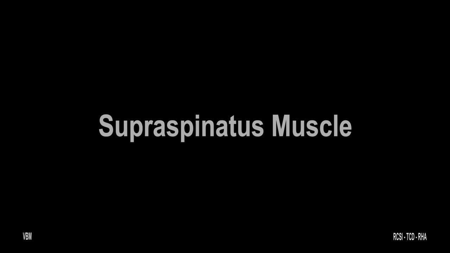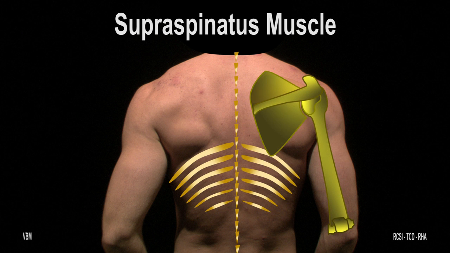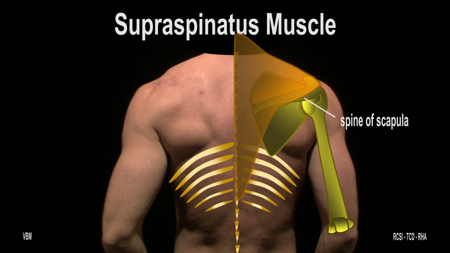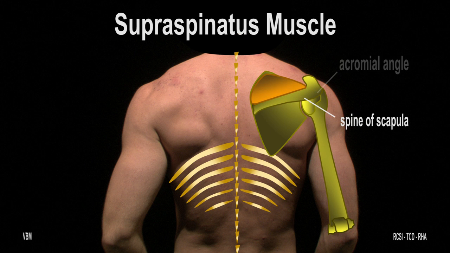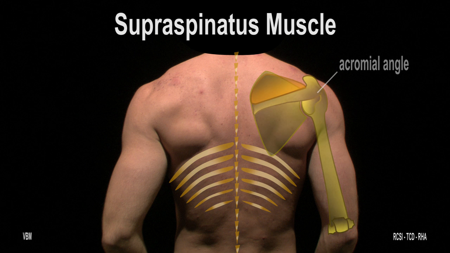Supraspinatus muscle. The supraspinatus muscle arises from the supraspinatus fossa and the spine of the scapula. It can be palpated deep to the trapezius muscle. It passes laterally under the acromion and inserts onto the greater tubercle of the humerus and the capsule of the shoulder joint. The subacromial bursa lies above the supraspinatus tendon.